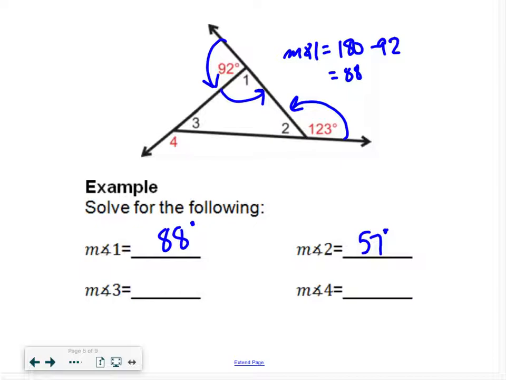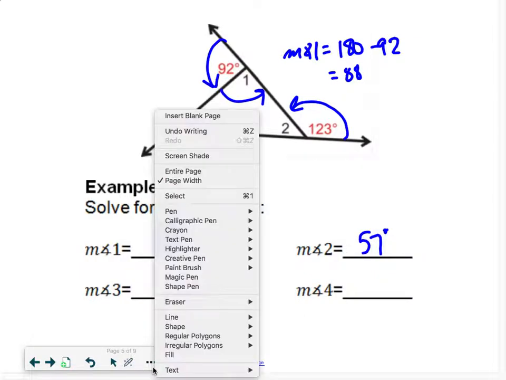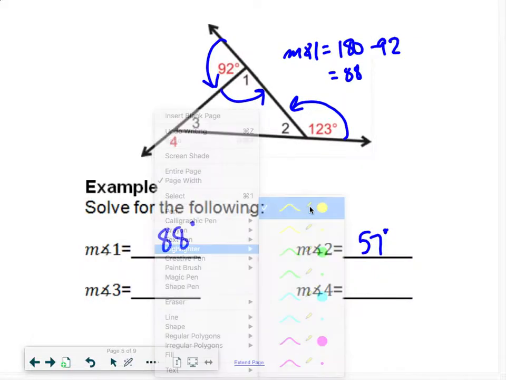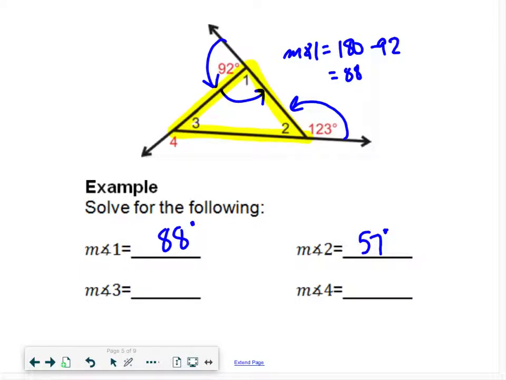Angle 3 requires a little bit more work. Again, we're going to focus on angle 3. Since I don't know the exterior angle, I'm going to focus in on this triangle. Since we've already figured out angles 1 and 2, I know that the measure of angle 3 plus the measure of angle 1 plus the measure of angle 2 has to add up to be 180 degrees.